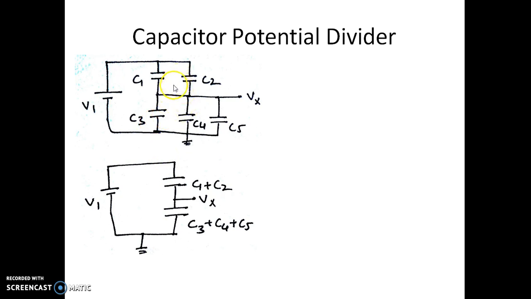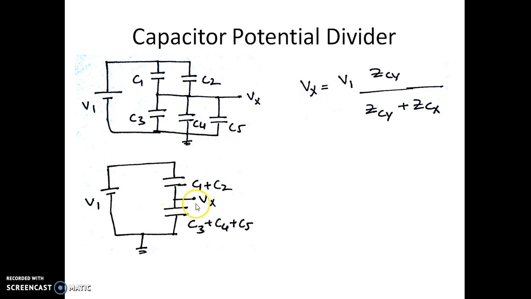So we can rewrite this by an equivalent circuit because C1, C2 are in parallel. We can write it as a single capacitor. Similarly, the bottom capacitor has C2, C3, C4, C5. So naturally, if you name this as Cx, this is Cy.